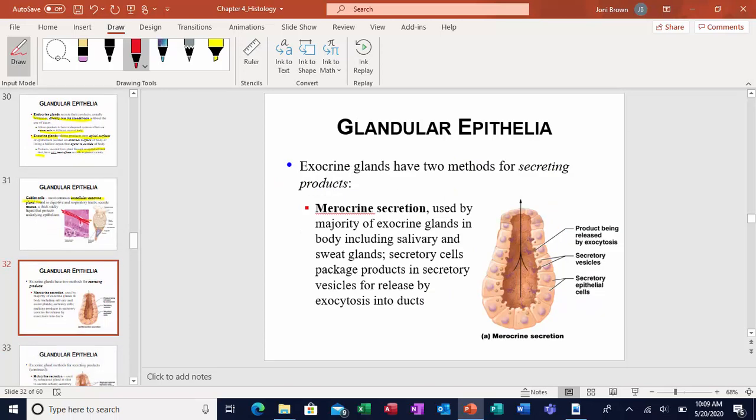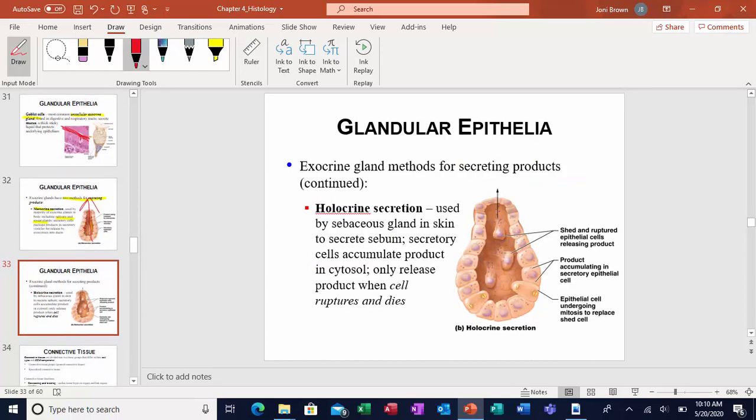With your exocrine glands, you've got two methods of secreting. You have merocrine, that's things like salivary glands, sweat glands. And with merocrine, they package up the secretion into little vesicles, and then the vesicles, you see them here. You see the little vesicles? I need to get me a pen. You can see one here and here. My pen doesn't write real bold. I'm sorry about that. But then they will exit through the duct. Those little vesicles will. That's merocrine secretion.